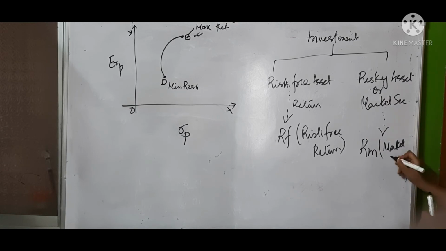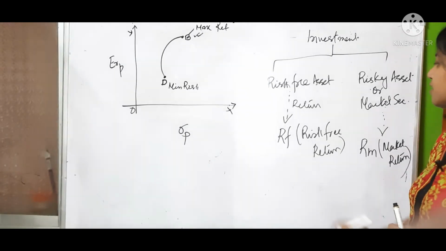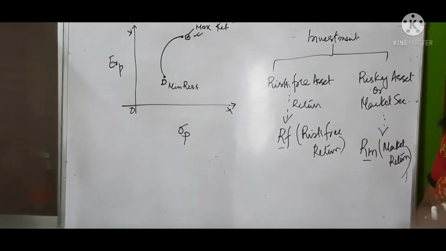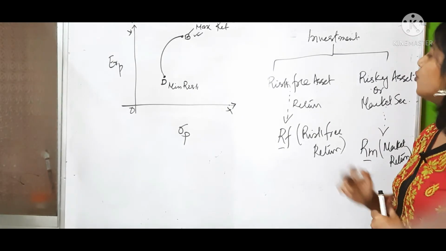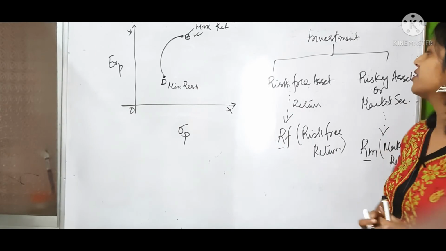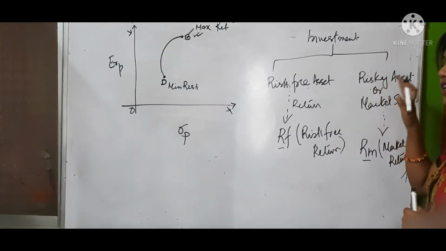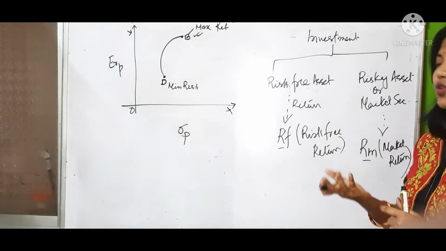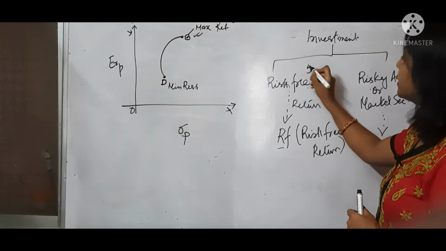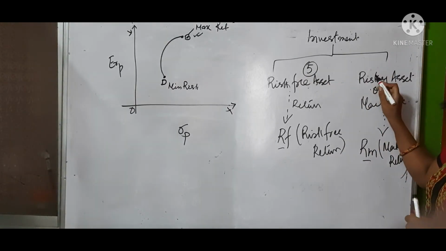That means what is the return when you invest in a risky asset or market securities. So RF and RM is understood. Now you see, when your investment is in risk free assets, means you are not taking any risk, so generally the return will also be low. But when you are taking risk, your return will be high. Suppose in the market you are getting 5 rupees, so you must get more than 5 here.